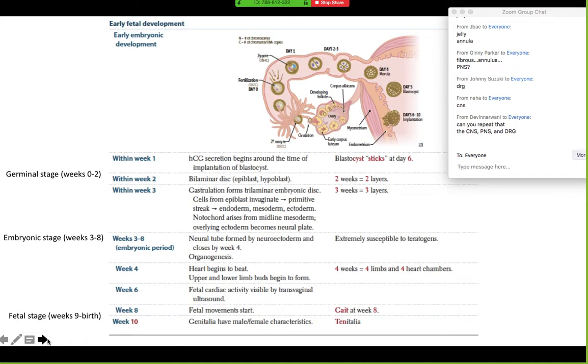All right, and then this slide is straight out of First Aid. So a lot of helpful tricks to help you remember what is associated with each week. So week 2 is the bilaminar disc. Week 3, gastrulation, so that's where you get the 3 layers. And then 4 limbs and 4 heart chambers. So limb bud and cardiac development, gait at week 8, and then you can determine the sex by week 10.